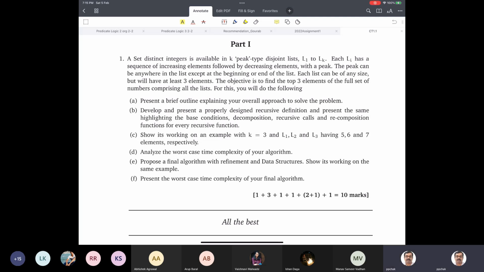And you only maintain the top three elements from each. You take three elements, compare. Can you do better than this? That is the next question. Isn't it an interesting problem? Looks simple.